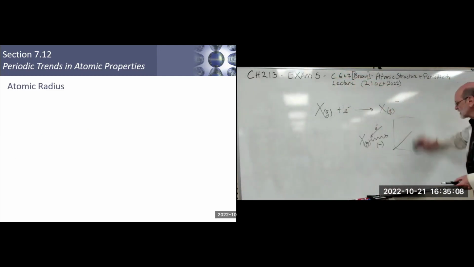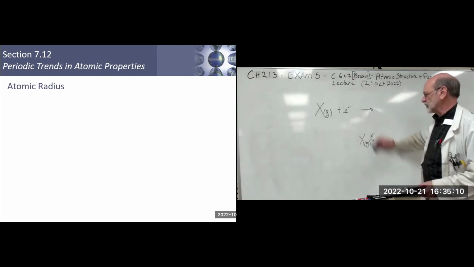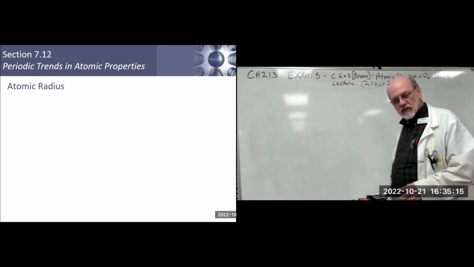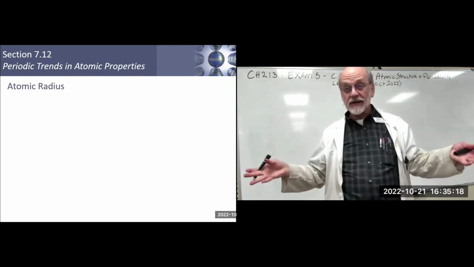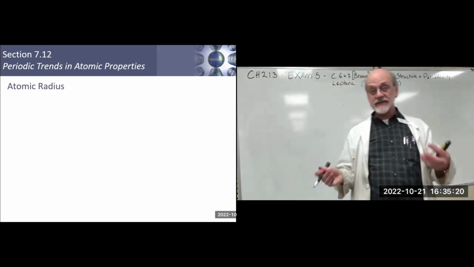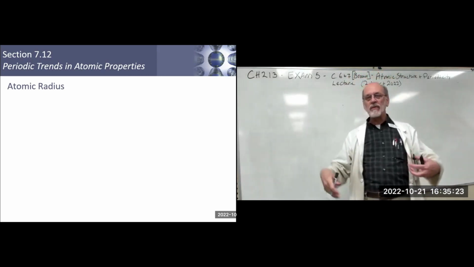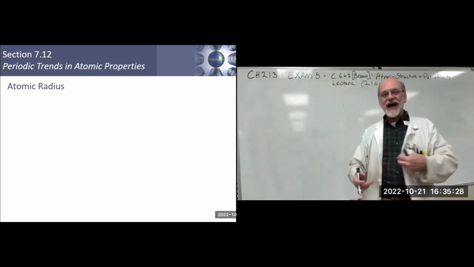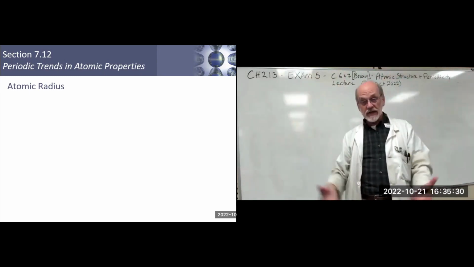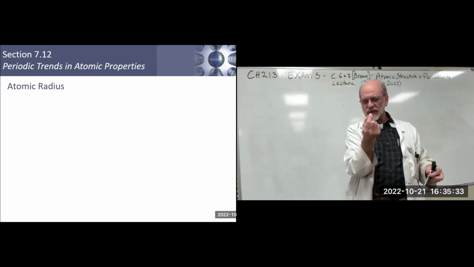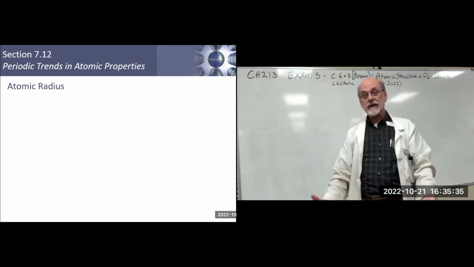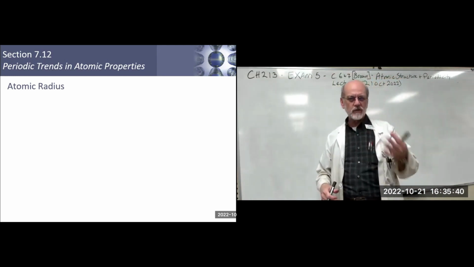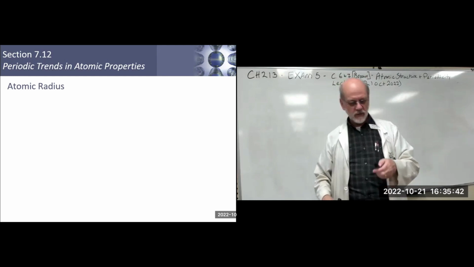The atomic radius is the next one. There's a difficulty. The difficulty in estimating atomic radius is we don't know where the electrons are. Right? We already said that. We have a probability for electrons out here somewhere, but we don't know where they are. And the size of the atom depends on where those electrons are, because the nucleus is just this little dot in the center. The electrons are way out here. So we have two possibilities that are generally used to estimate atomic radius.